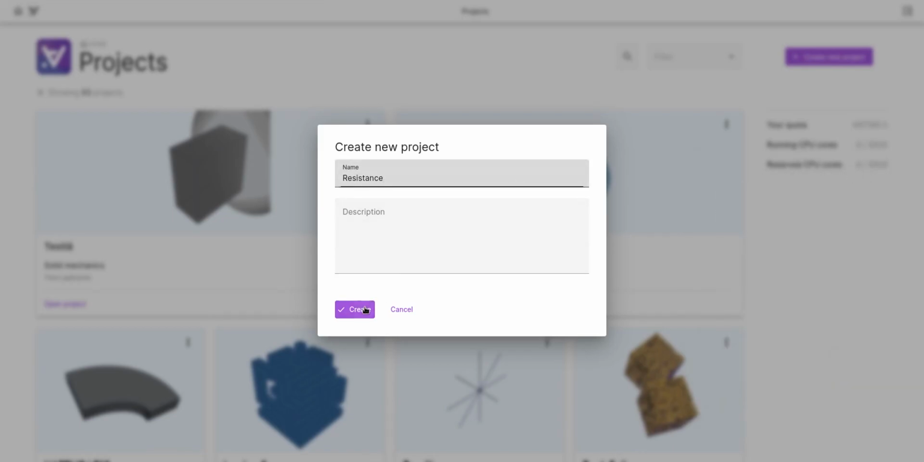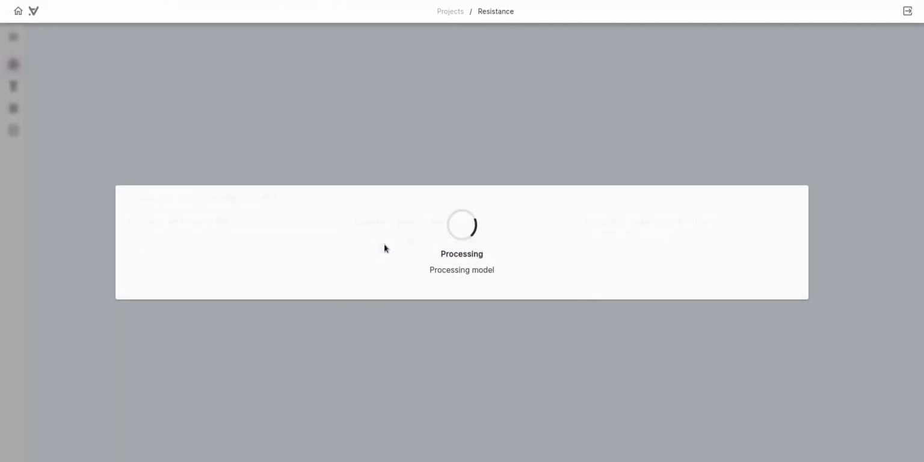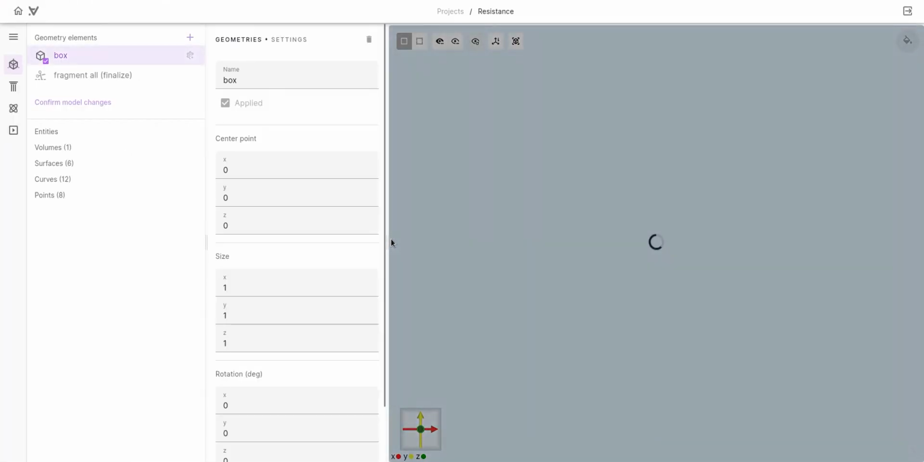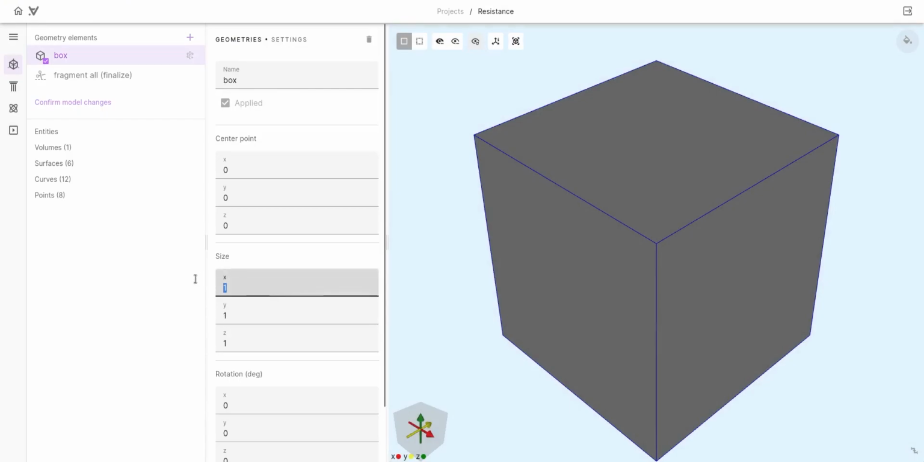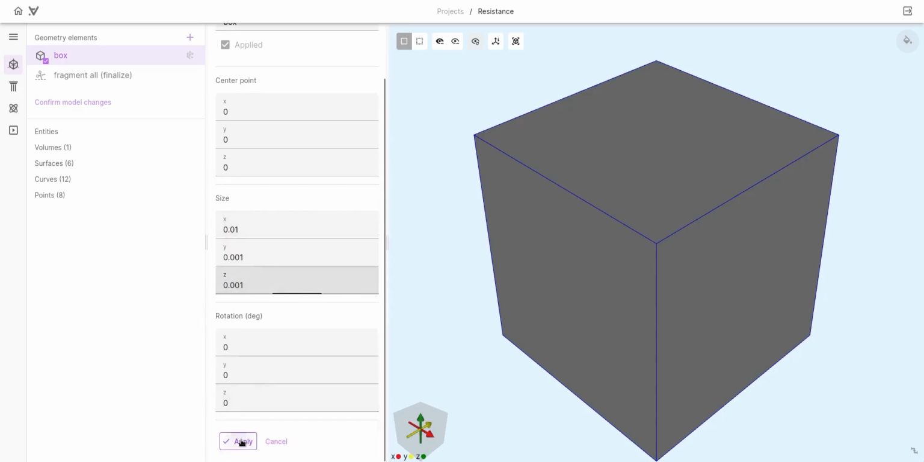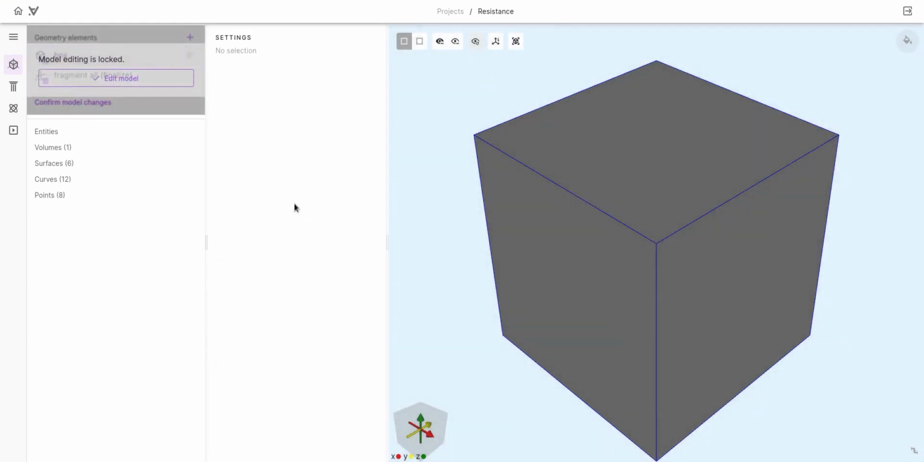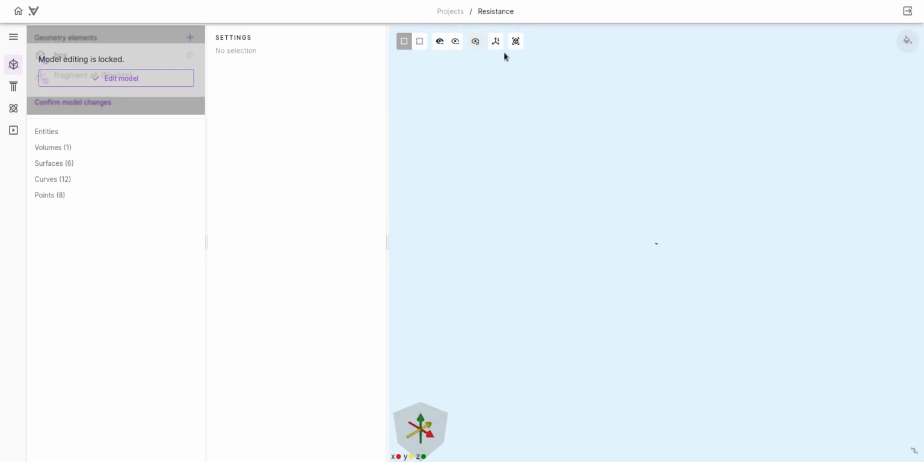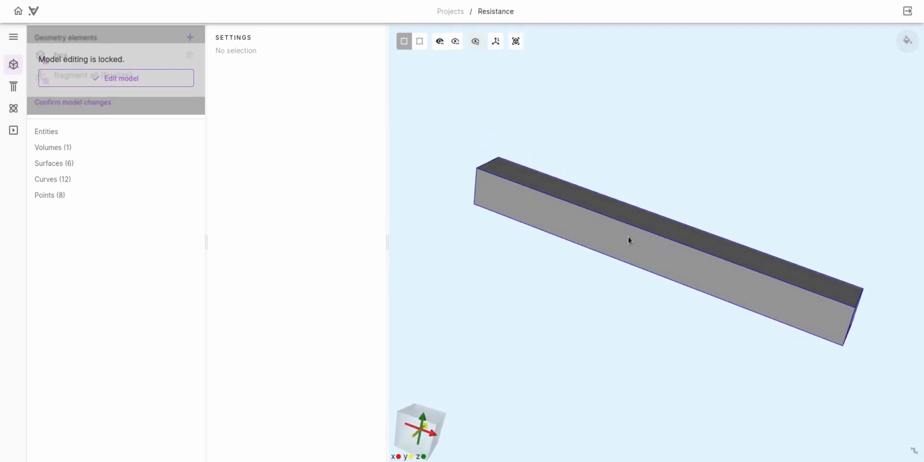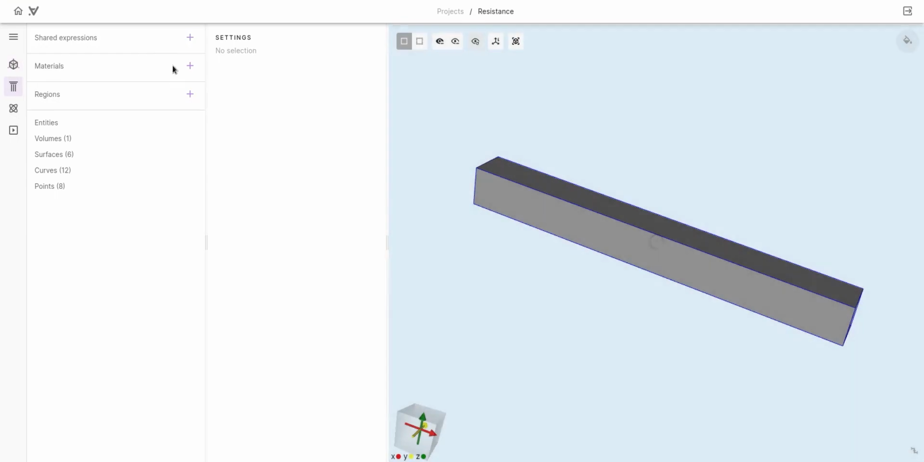So let's create our project and draw this wire. Let's make the wire aligned with the X direction, 1 centimeter long, and a square cross section of 1 millimeter side. There we have it. We can magnify it to see it again, and we can move on to the materials definition.